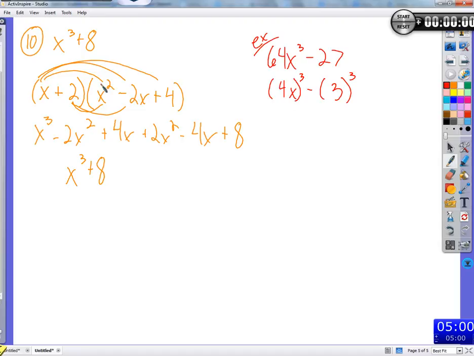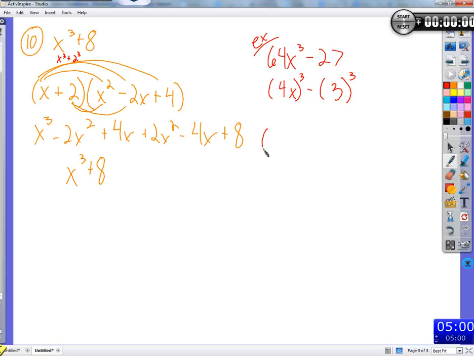So we kind of follow this pattern. This was x cubed plus 2 cubed. And you can see where the thing being cubed goes there. This second thing being cubed goes there. You take this thing, square it, minus this thing times that thing. But the signs are going to be a little different because it's a difference of cubes, and we need to come out with 64x cubed minus 27, not plus 27.